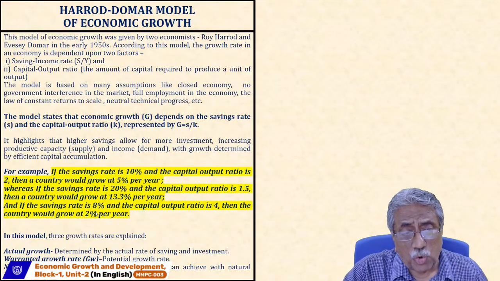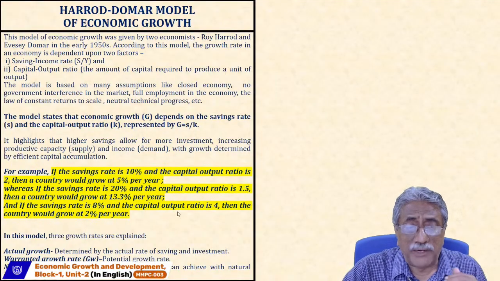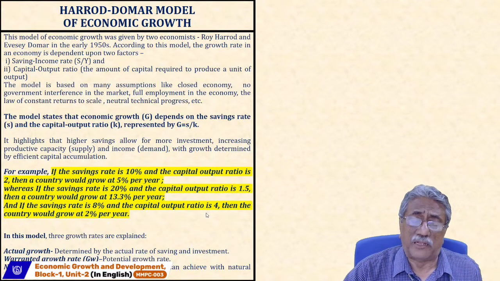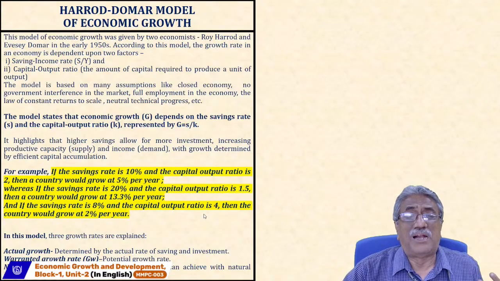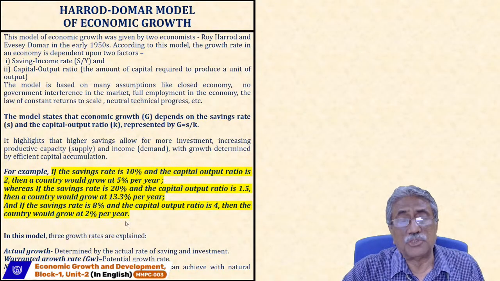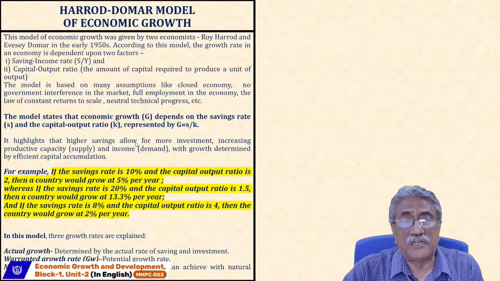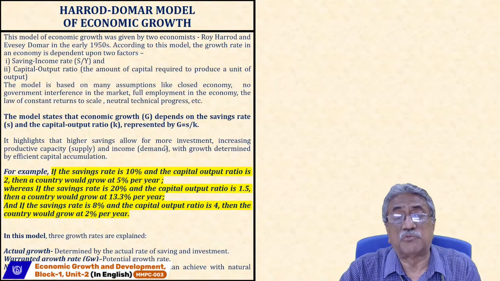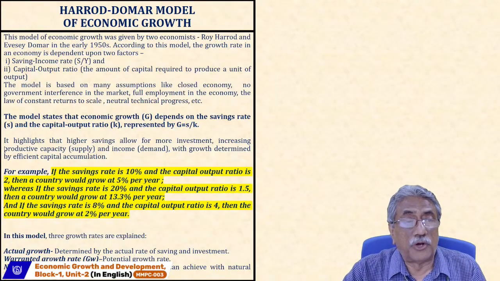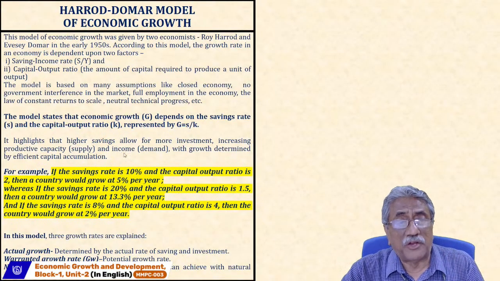But if the savings rate is low, say 8%, and the capital output ratio is 4, that means for 1 unit of output I need 4 units of capital. That means I have inefficient plants and machineries. Then the country would grow at 2% per year. So the model says higher savings allows more investment. Increasing investment means you can invest in sophisticated automated machines and other things, so your output and productive capacity will go up, and you can offer higher income.